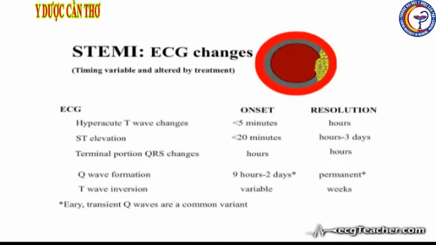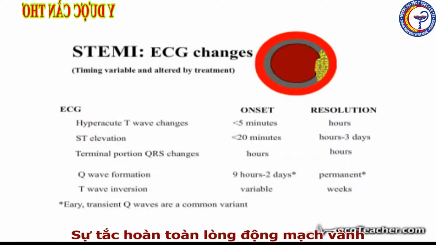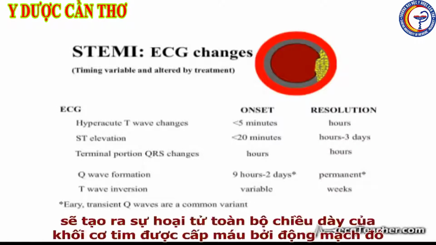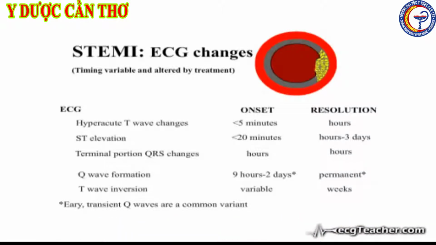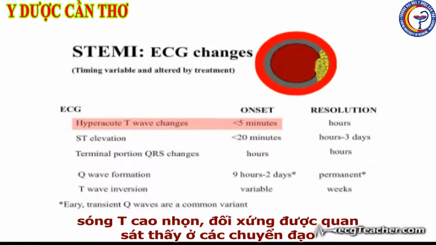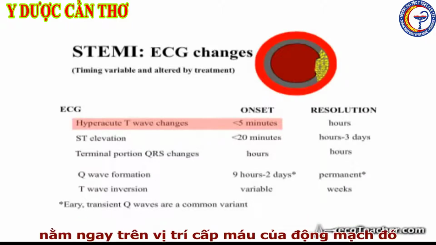So, to recap, persistent complete occlusion of the lumen of a coronary artery or one of its major branches places the full thickness of myocardium supplied by that artery at risk of infarction. Within seconds to minutes of vessel occlusion, symmetrical peaked T waves are observed in the leads directly overlying the blood-deprived area of myocardium.